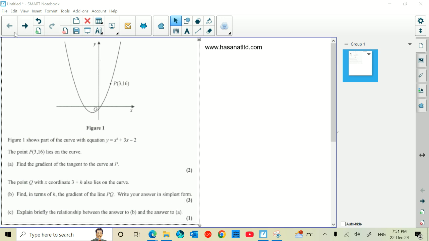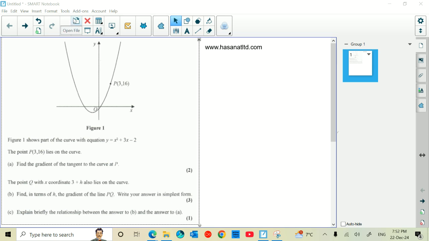Figure 1 shows part of the curve with equation y is equal to x squared plus 3x minus 2. The point P(3, 16) lies on the curve. A, find the gradient of the tangent to the curve at P.